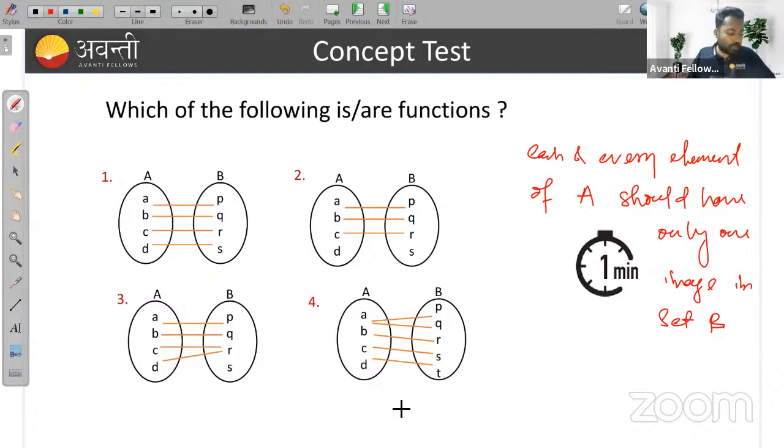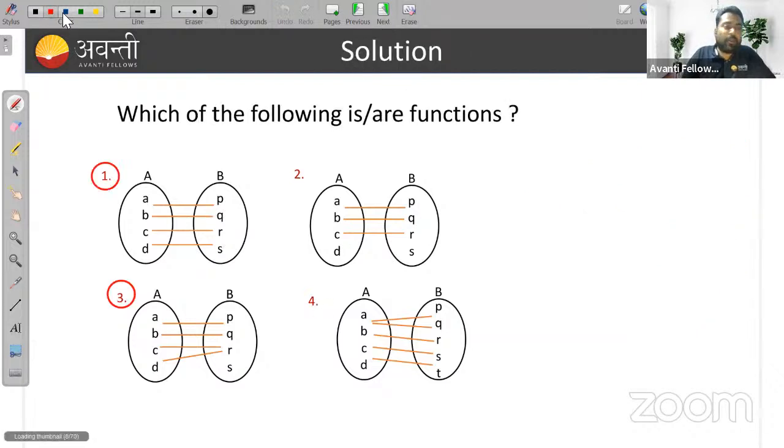Who can say? Quick. Okay, so let's see. What is the answer? What I'm saying here, the first and third one are functions, but the second and fourth one are not functions. Why are they not functions?